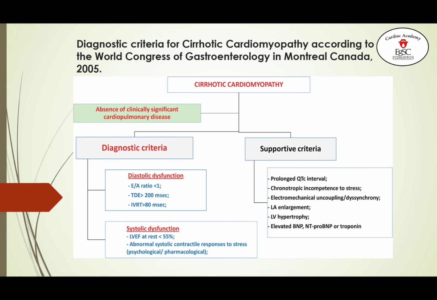And systolic dysfunction, the criteria for diagnosis: left ventricular ejection fraction at rest less than 55, or abnormal systolic contractile response to stress. And the supportive criteria are prolonged QT interval, chronotropic incompetence to stress, electromechanical uncoupling, left atrial enlargement, left ventricular hypertrophy, elevated BNP and N-terminal proBNP, and troponin.